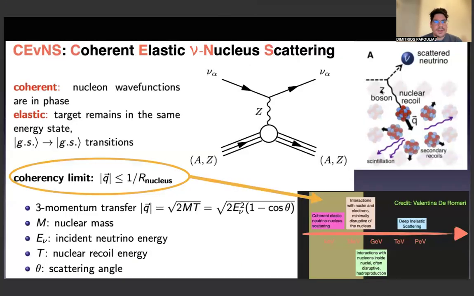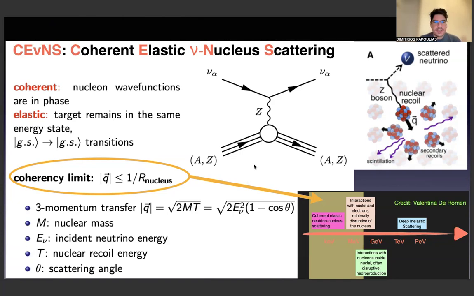I will start with the CEvNS, or coherent elastic neutrino nucleus scattering, which is this process shown by this Feynman diagram here, where you have a neutrino interacting with a nucleus. Coherent means that the nucleon wave functions within the nucleus remain in phase, while elastic means that the nucleus, before and after scattering, remains in the same energy state.